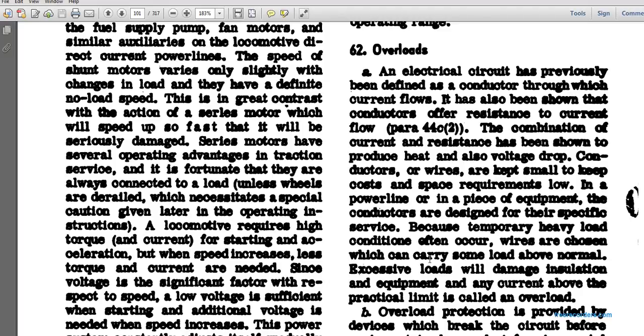In a power line or a piece of equipment, these conductors are designed for specific services because of the heavy load conditions. It often occurs that wires are chosen which can carry only a little above the normal load. Excessive load will damage the equipment. Any current above the practical limit is called overload.